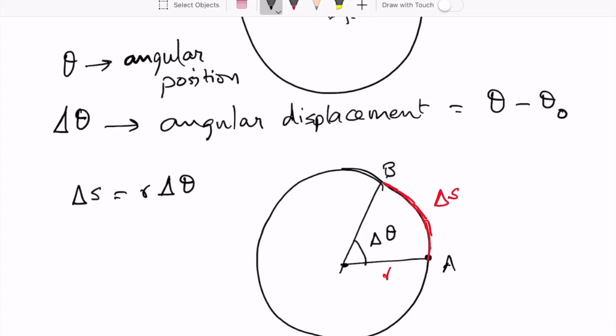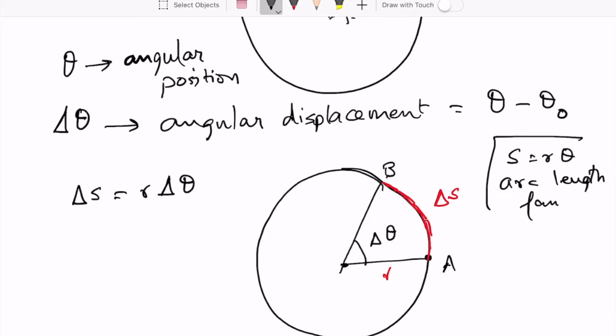And you might have seen this formula before. It is just the arc length formula. You might have seen it in the form S equals r theta, which is sometimes called the arc length formula. So we are basically just using the arc length formula, except that we are calling the angle delta theta and the distance, the arc length, delta S.